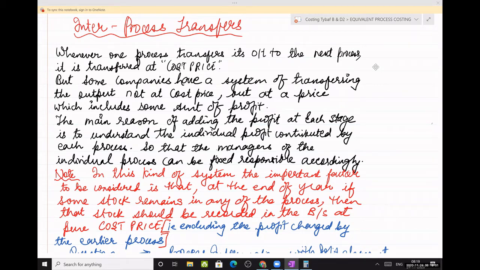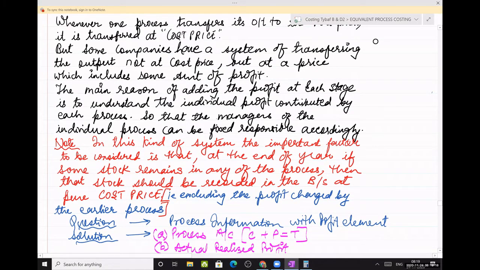In this kind of system, the important factor to be considered is that at the end of the year, if some stock remains in any of the processes, then that stock should be recorded in the balance sheet at cost price, excluding the profit charged in the earlier process. So in these types of inter-process transfers, we go with this formula: C plus P equals S.